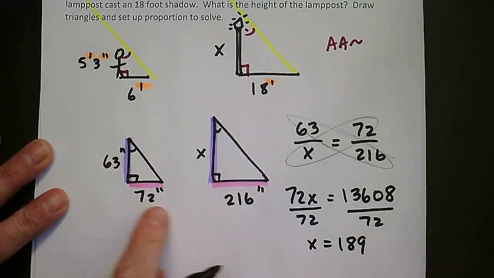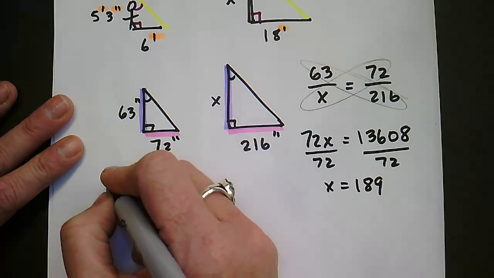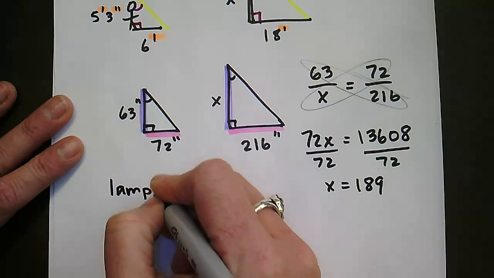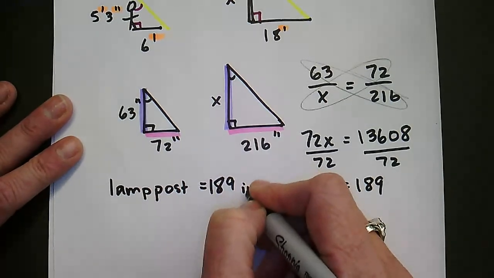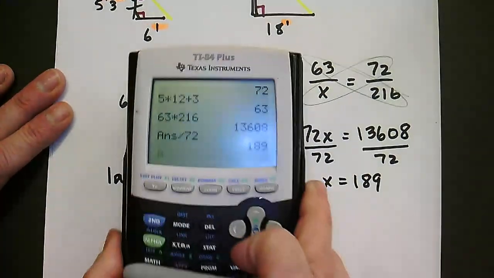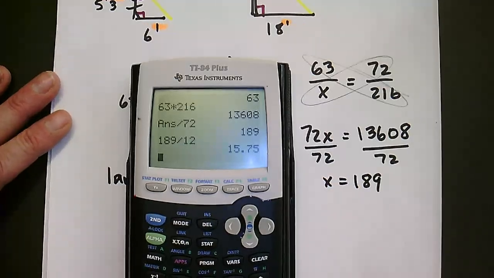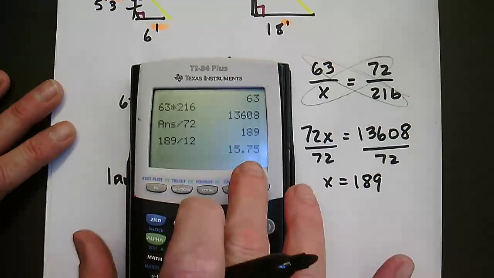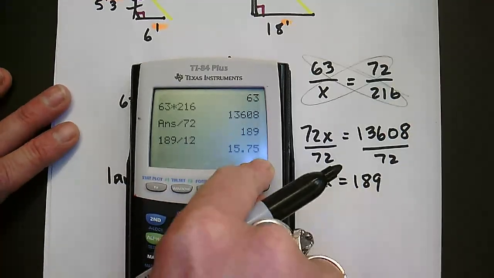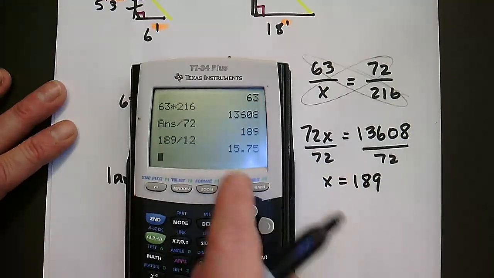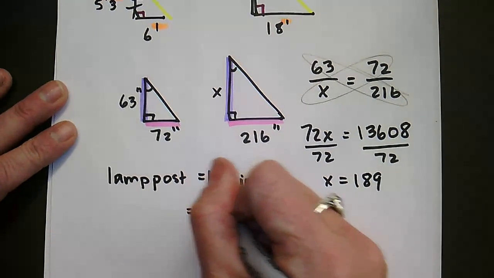But remember, we converted all of these units into inches. You really wouldn't say that a lamppost is 189 inches tall. We would put it back in feet. So the lamppost is 189 inches, but I'm going to divide that by 12 and figure out how many feet are in there. Unfortunately, it doesn't go in there evenly, and this can be a little bit annoying. You don't really do 0.75 of a foot. You want to convert it back into inches. So look, I got 15 whole feet. The lamppost is 15 feet.